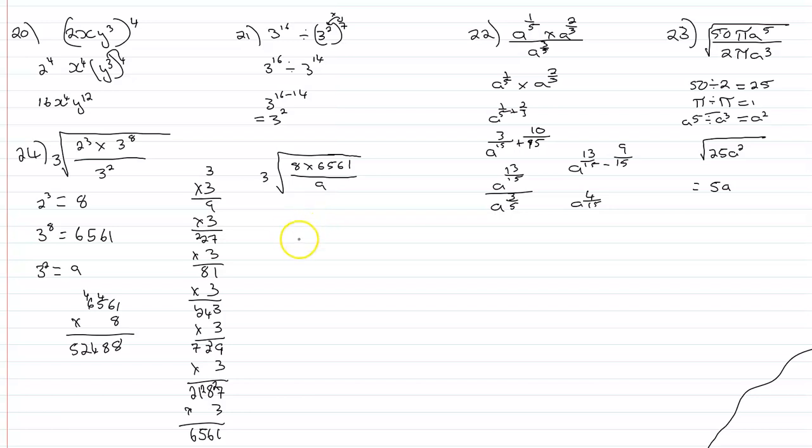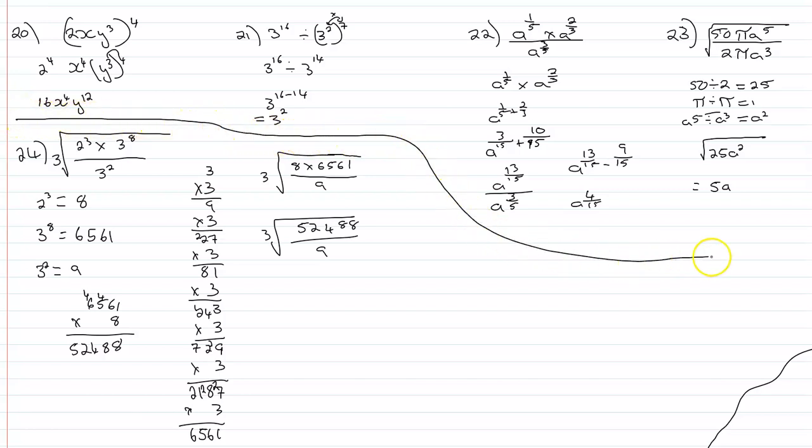So now we have the cube root of 52488 divided by 9. And now, yes, you guessed it, we need to do long division. I know you haven't done it in a very long time, but again, it is something that you need to get used to because you're going to get one of these questions in your exams. Practice makes perfect. So let's do the long division: 52488 divided by 9.